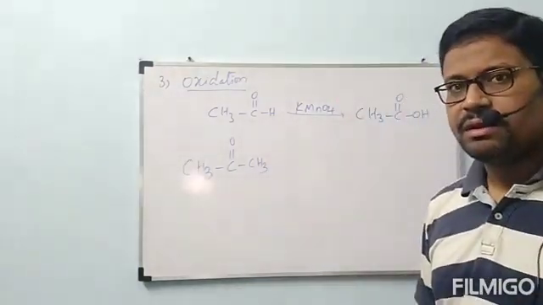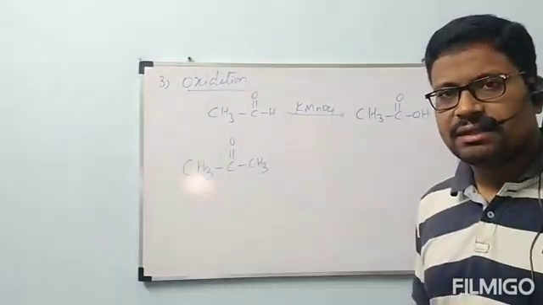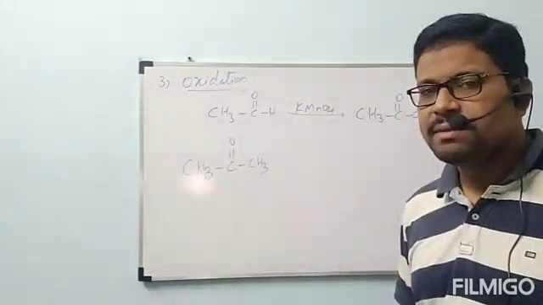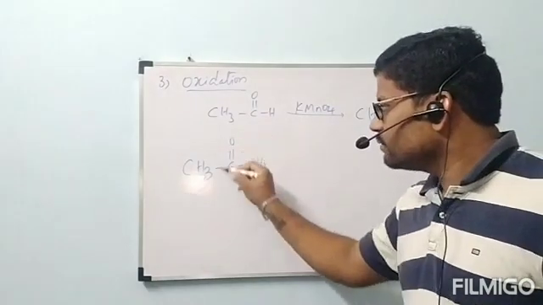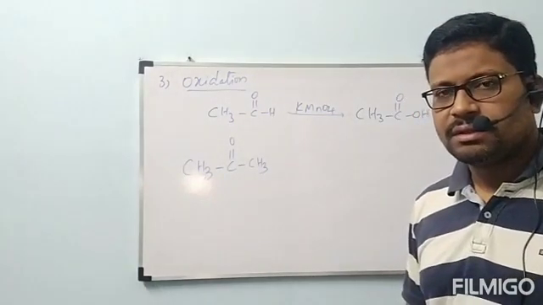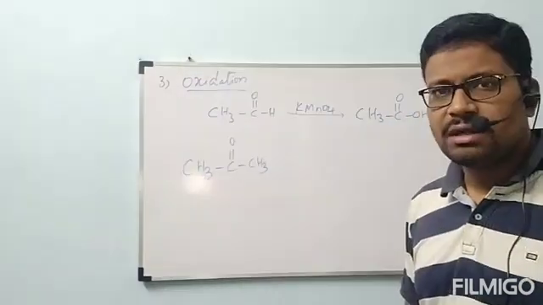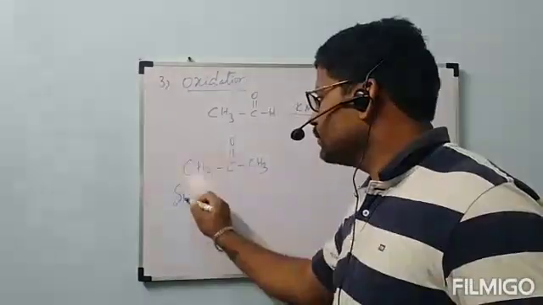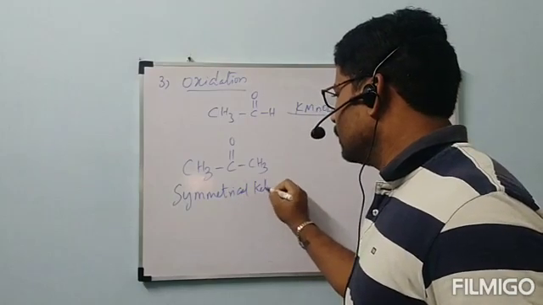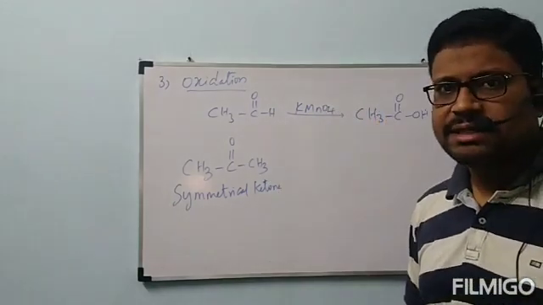Before going to ketones, what about the classification of ketones? We will see. We can have 2 types of ketones. Those are symmetrical ketones. What is meant by a symmetrical ketone? If the C double bond O is bonded to the same alkyl groups, then it is called a symmetrical ketone.